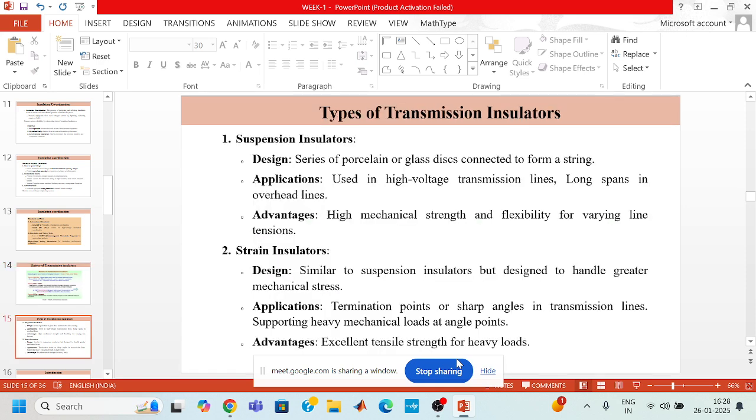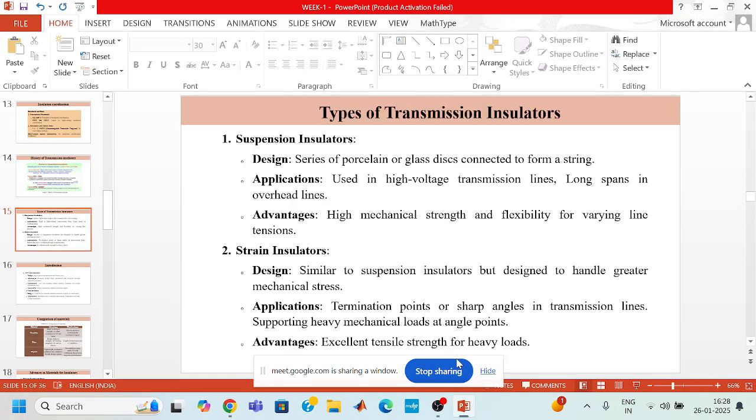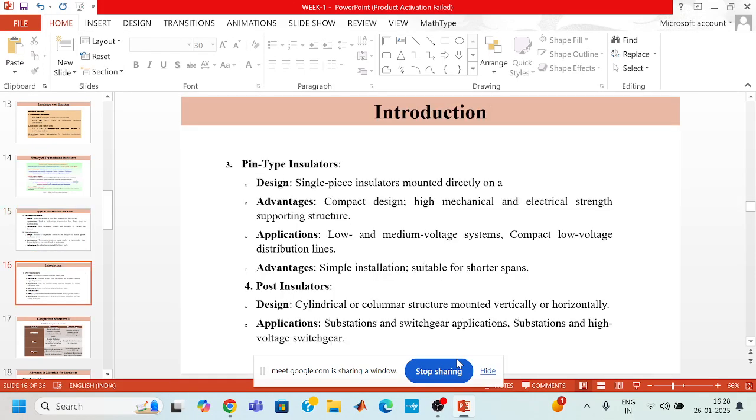So we have already known that there are basically four types of insulators: suspension insulators, strain insulators, pin type insulators, and post insulators.